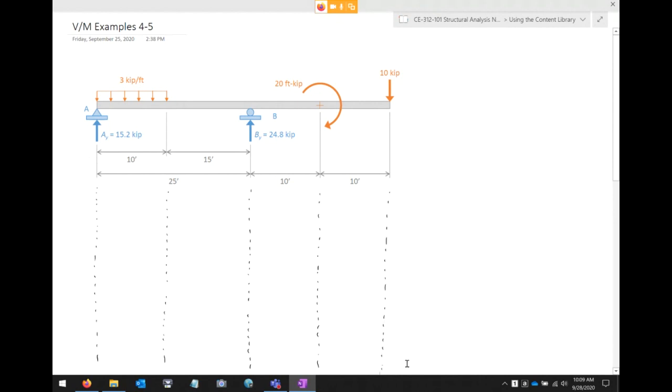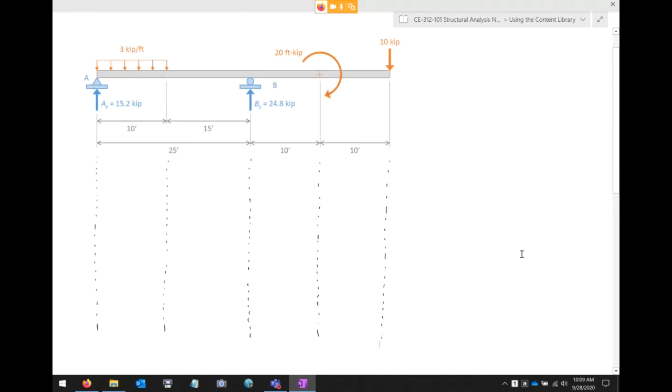Okay, let me scroll down a bit so I got a little bit more room to draw. Okay, I think that's good. Okay. So let's start this out.